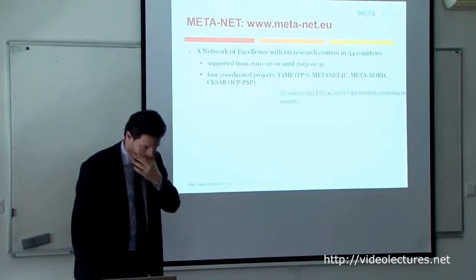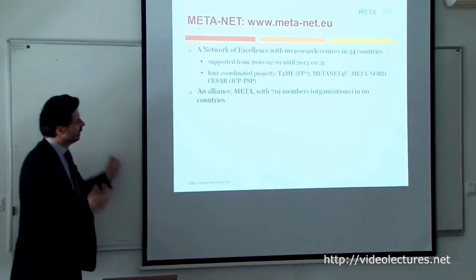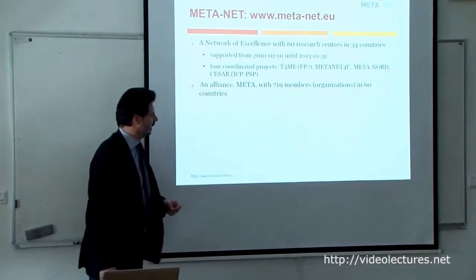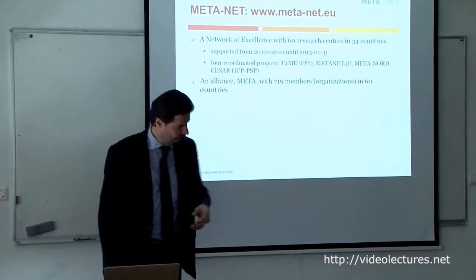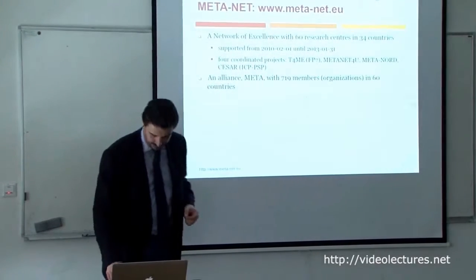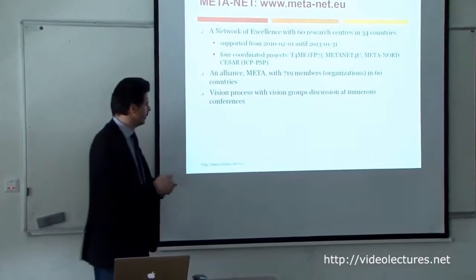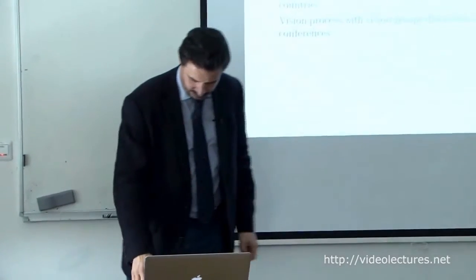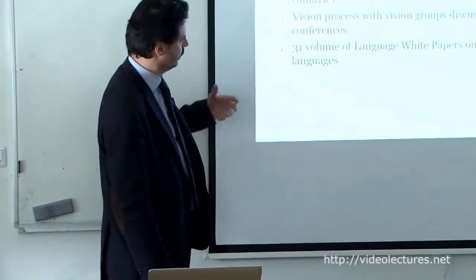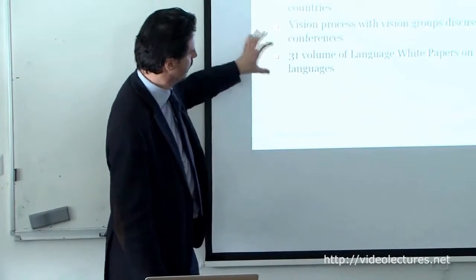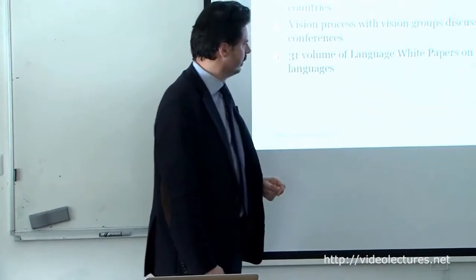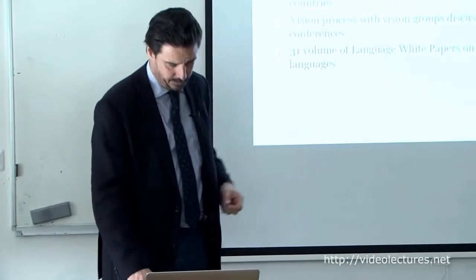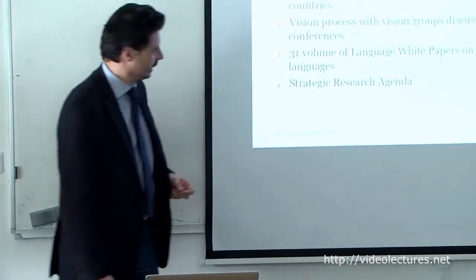Okay, sorry. And at the very same time, during the building of this Network of Excellence, the META Alliance has grown to more than 700 members from 60 countries, even overseas countries, of course. The idea was to have a vision process, with a discussion within the vision groups. One of the outcomes is a so-called series of language white papers on individual European languages. So 31 volumes have been published at Springer.